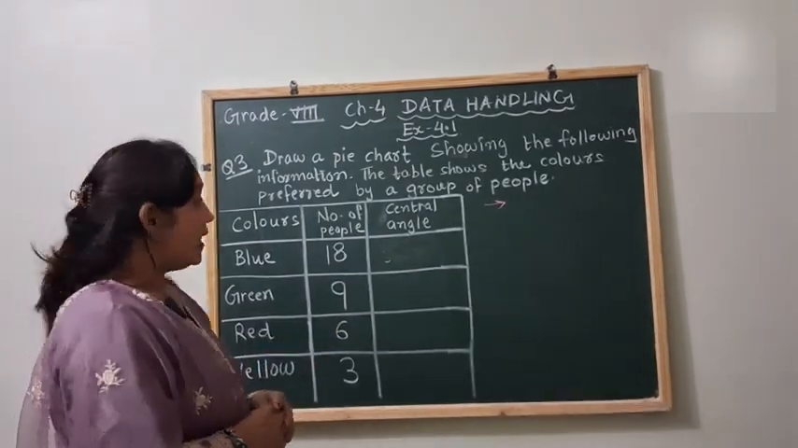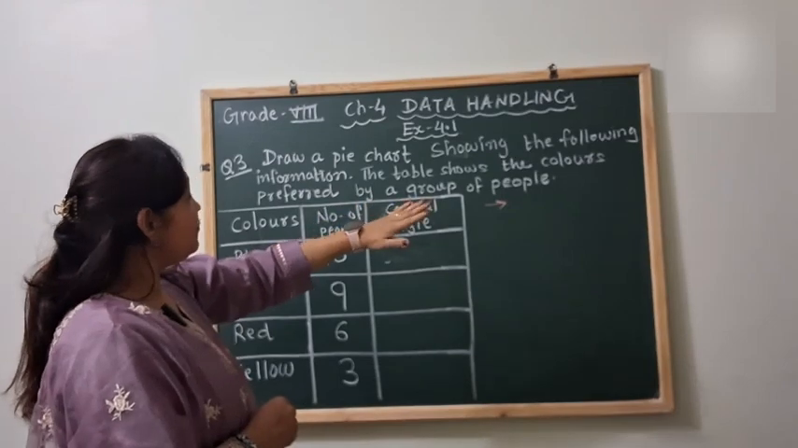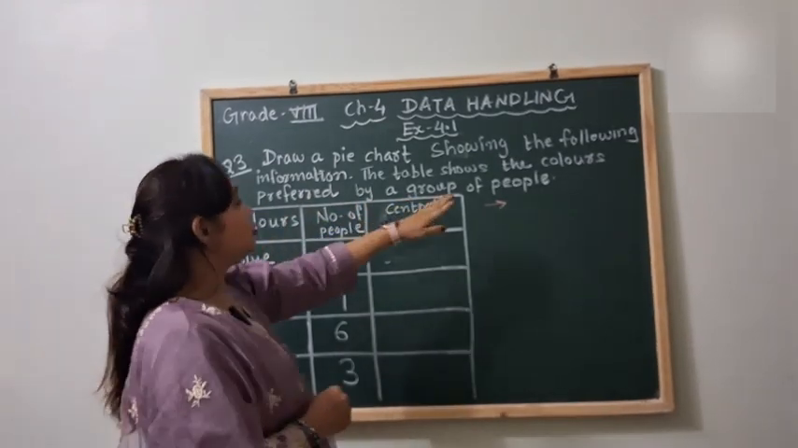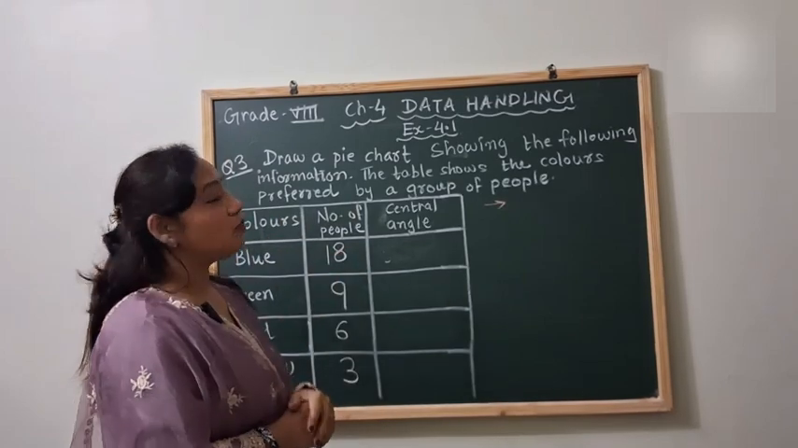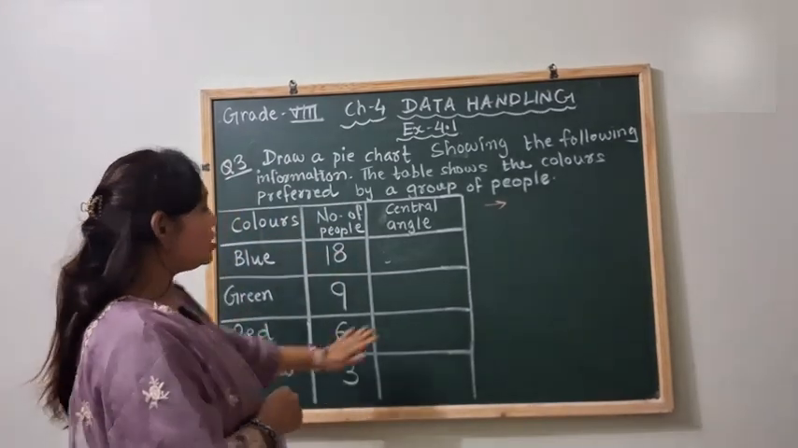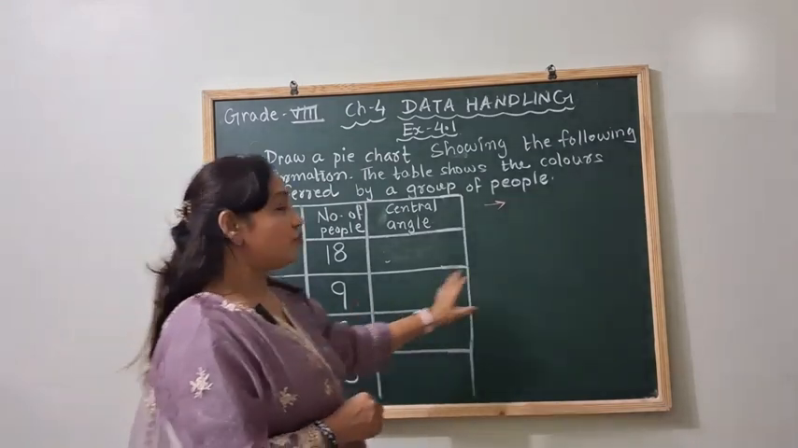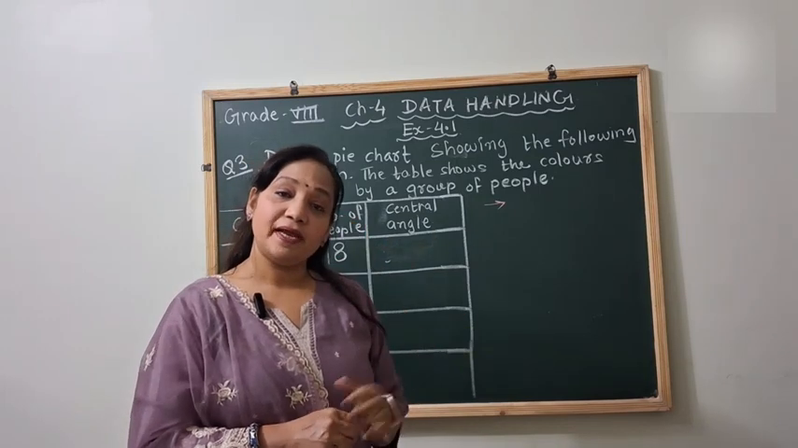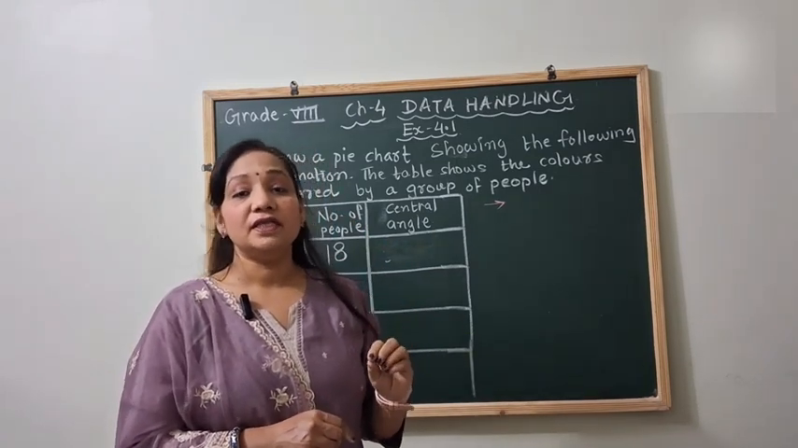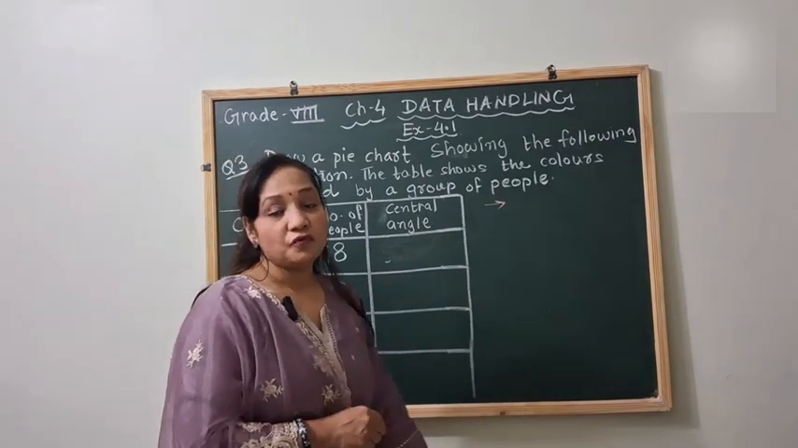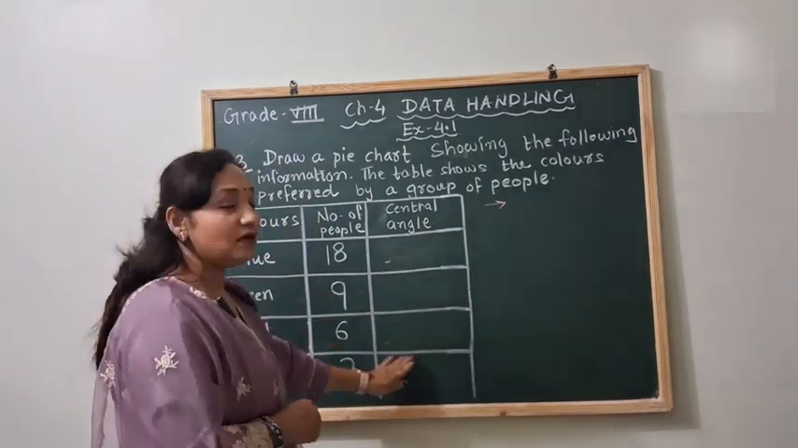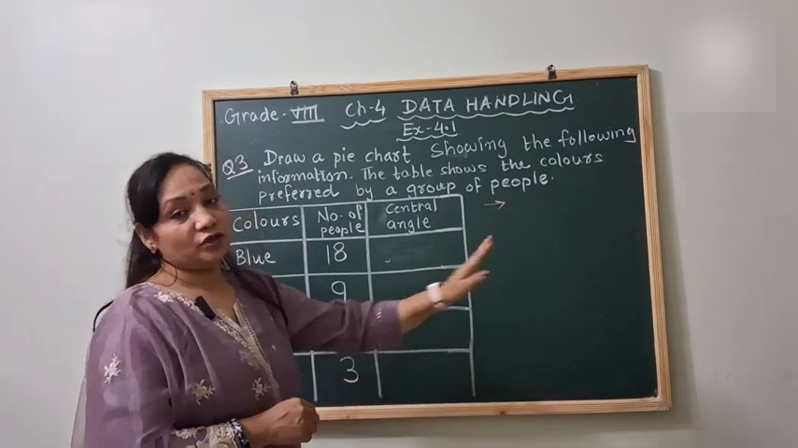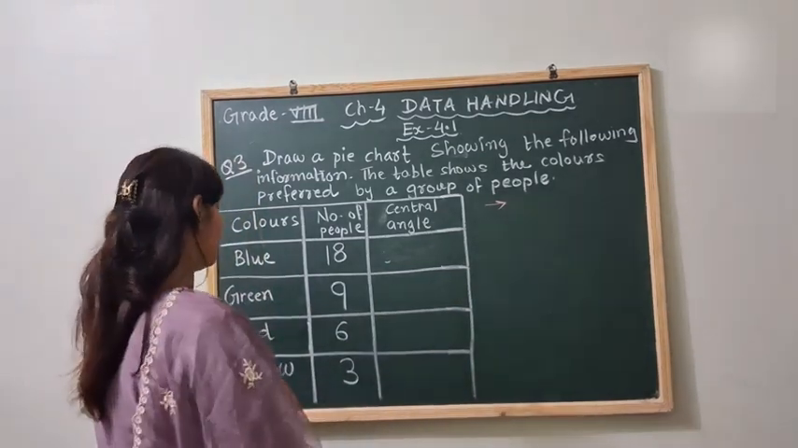The question says: draw a pie chart showing the following information. The table shows the colors preferred by a group of people. This is the table given to you. Based on this table, you have to draw a pie chart. If you remember, in the previous question we had prepared a pie chart. For that, the very important thing is that we should have the central angle. So we will find the central angle for each color, and based on that angle, we will draw the pie chart. Okay, let us start now.